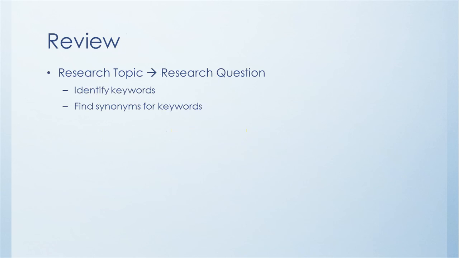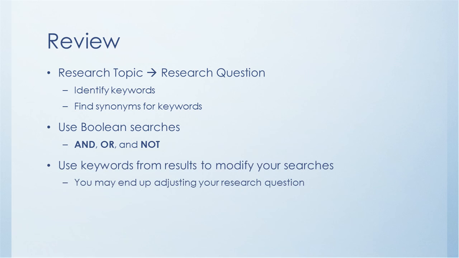To review, you want to start with your research topic and narrow it down to a research question. Once you have your question, you identify your keywords and find synonyms for those keywords. Next, you use your keywords and their synonyms in Boolean searches. Don't forget to look at the keywords from your results, and you may end up modifying your searches and even your research question. And finally, using wildcards to target variations in words.